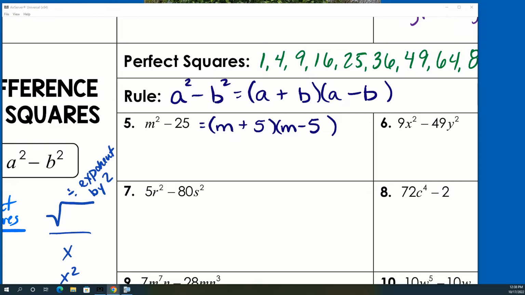Right? You guys try number 6. It is a little bit more difficult, but like I said, if we mess something up, we can go back and fix it. So we want to find each square root, and then do one with a plus and one with a minus.